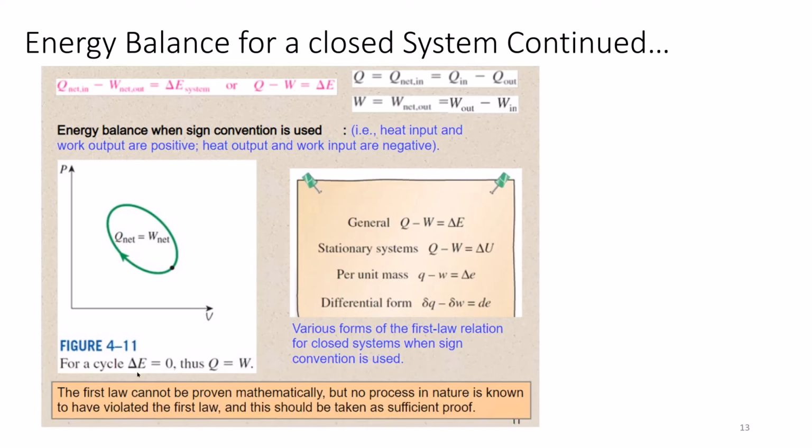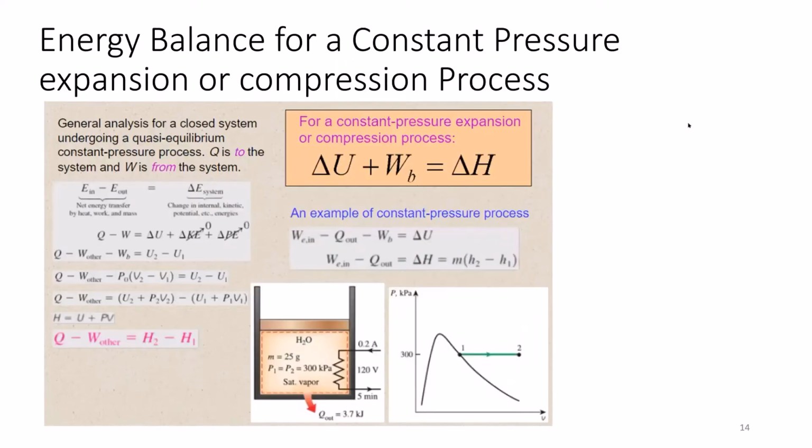And like the last point here, right? Delta E is equal to zero if it's a cycle. Okay. So at the end, you don't have any change in internal energy. This is it, Q equals W, right? So here's some of the equations. We can think about it. And here's where the equation for a stationary system comes from, right?